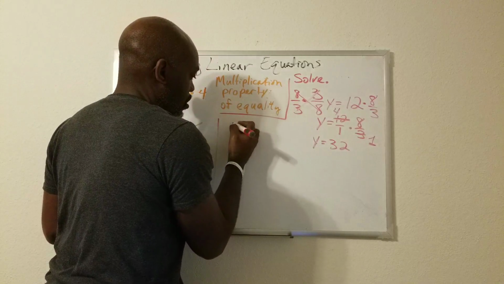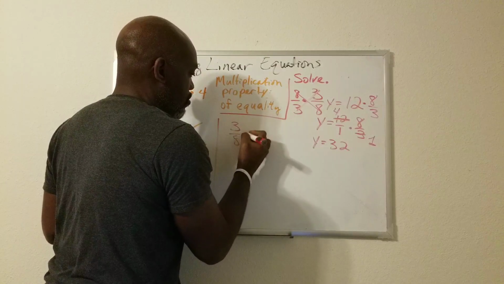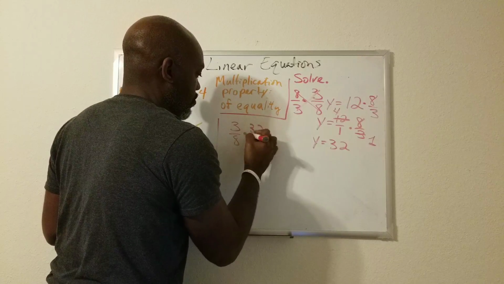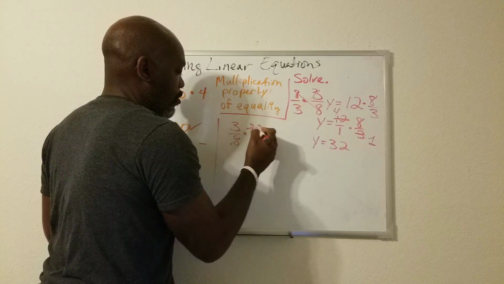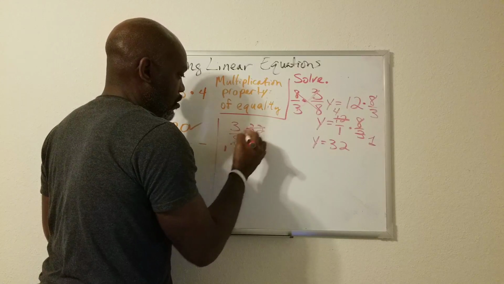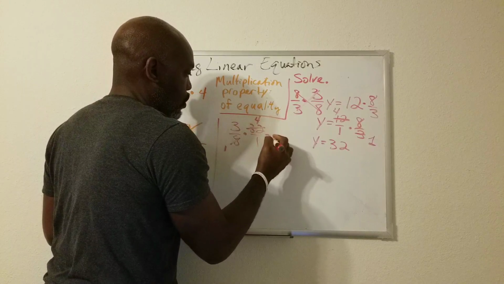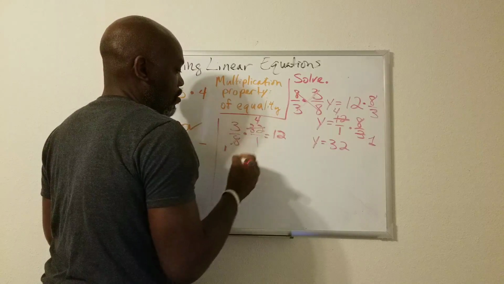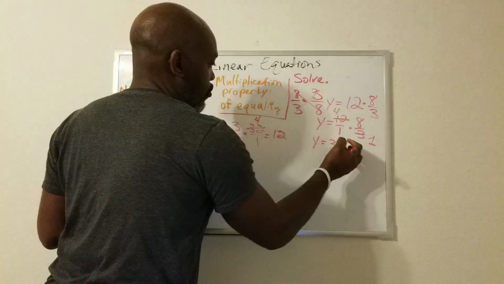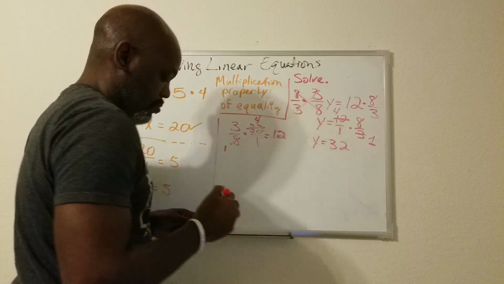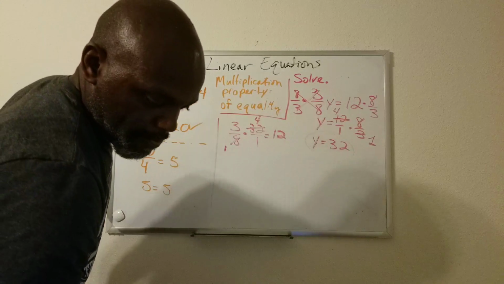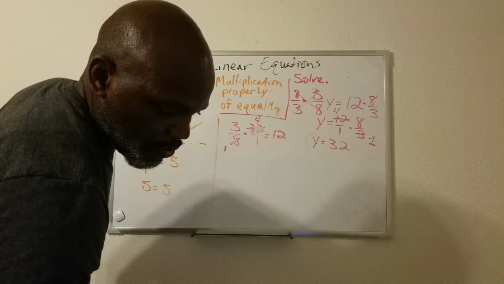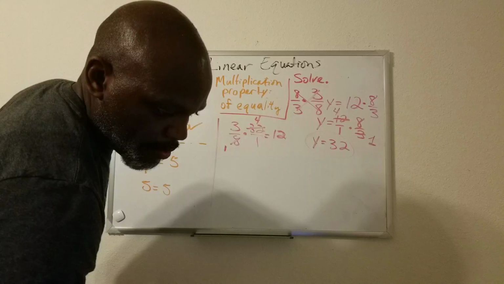And we'll check it by saying 3/8 times 32, or 32 over 1. Reduce both of these by 8. This is 1, this is 4. 3 times 4 is 12. And 1 times 1 is 1. So you have 12. So therefore, 32 is my answer. Okay? Hopefully you're understanding this information.